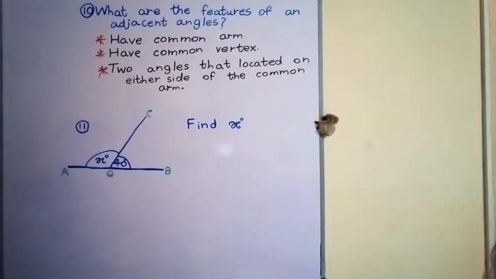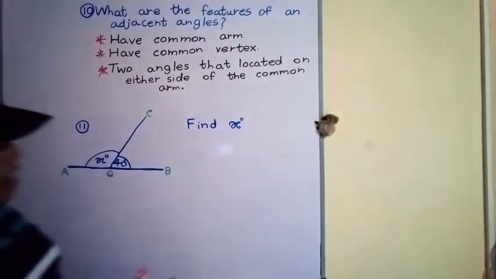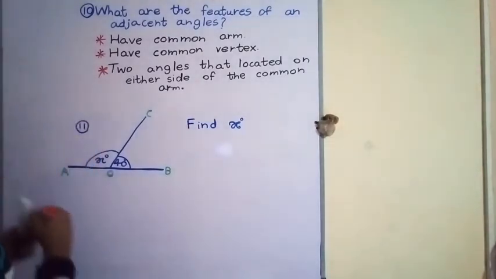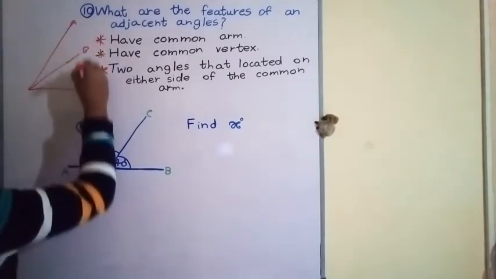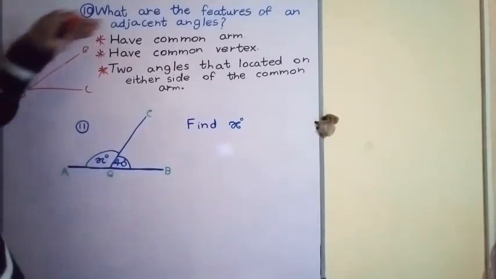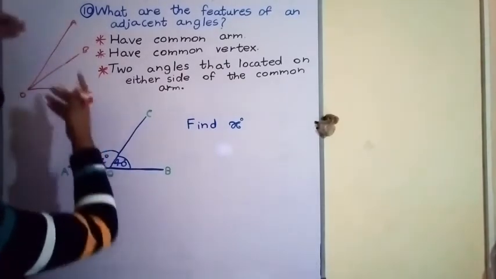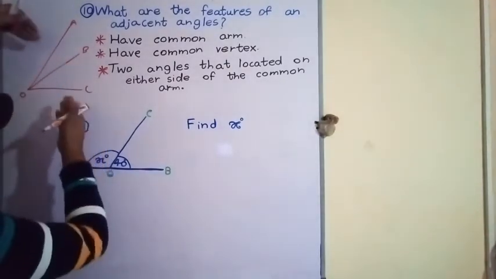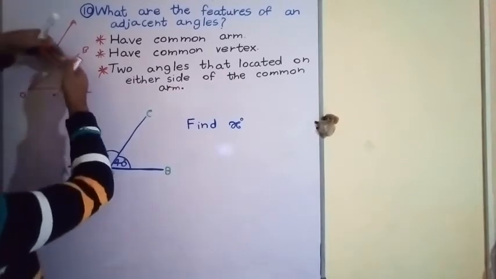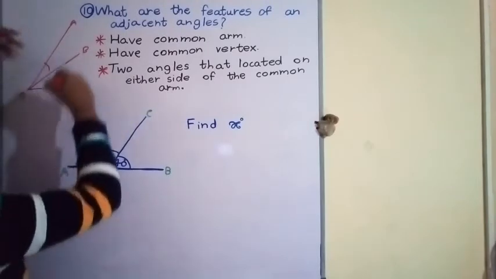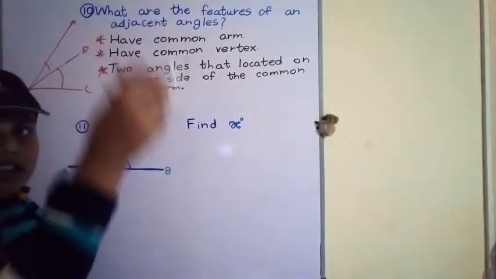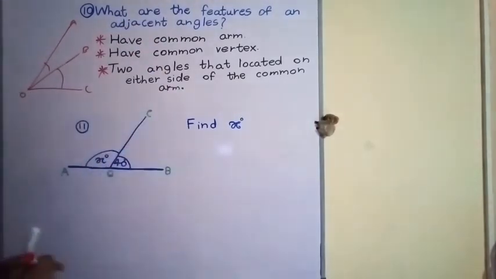Now these are the three features that define an adjacent angle. You get an angle like this: A, B, C, O. Now OB is the common arm and O is the common vertex. AOB and BOC are two angles located on either side of the common arm. Common arm is OB. AOB is one adjacent angle and BOC is the other, on either side of the common arm. Correct? These are the features of adjacent angles.